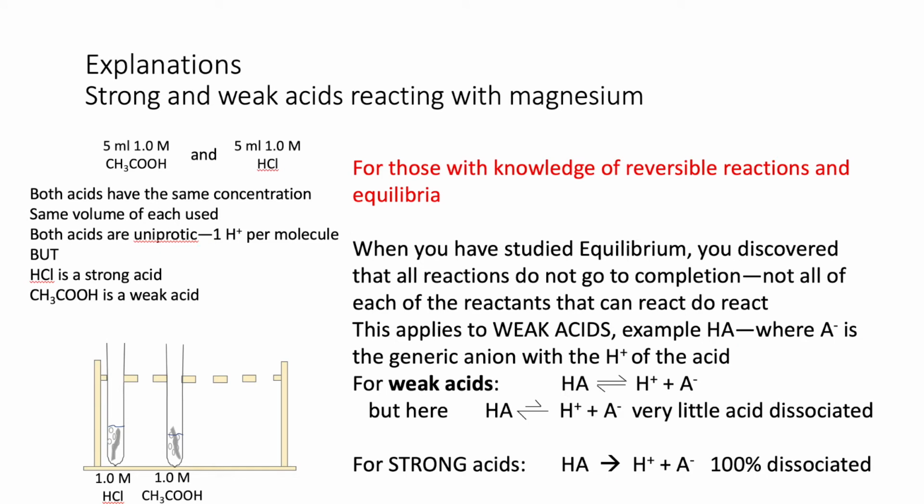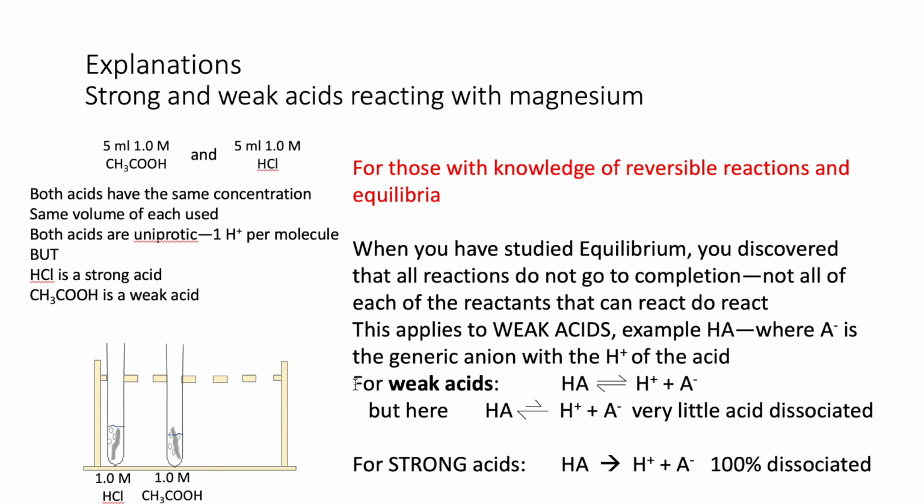And finally, we're going to look at an explanation of strong and weak acids. And this is for those with a knowledge of reversible reactions and equilibria, or indeed an interest in it. Saying both acids are uniprotic at 1 hydrogen ion per molecule, but HCl is a strong acid. So go down to the bottom of the page here. For strong acids, it's fully dissociated. And go up a little bit. For weak acids, it's only partially dissociated.